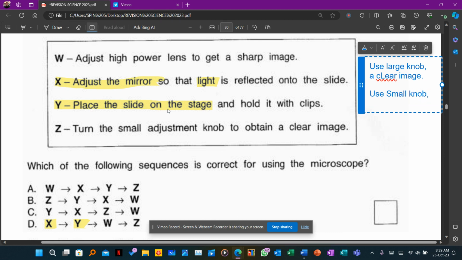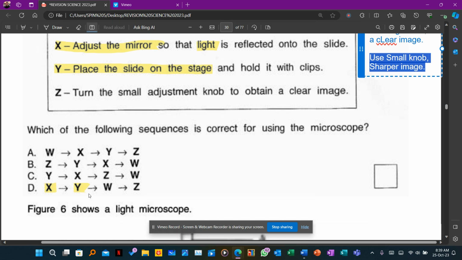And then why you want to adjust using small knob? You want to get sharper image. Okay, so in here the Z and W information is actually not accurate. So please take note, this is the accurate one. So the L in large knob is to get clear image. The S in the small knob is to get sharper image. S and S, L and L. And then in the end, you want to get the sharpest image, which is using the small knob. So the last one should be W here. X, Y. See, this is not correct.